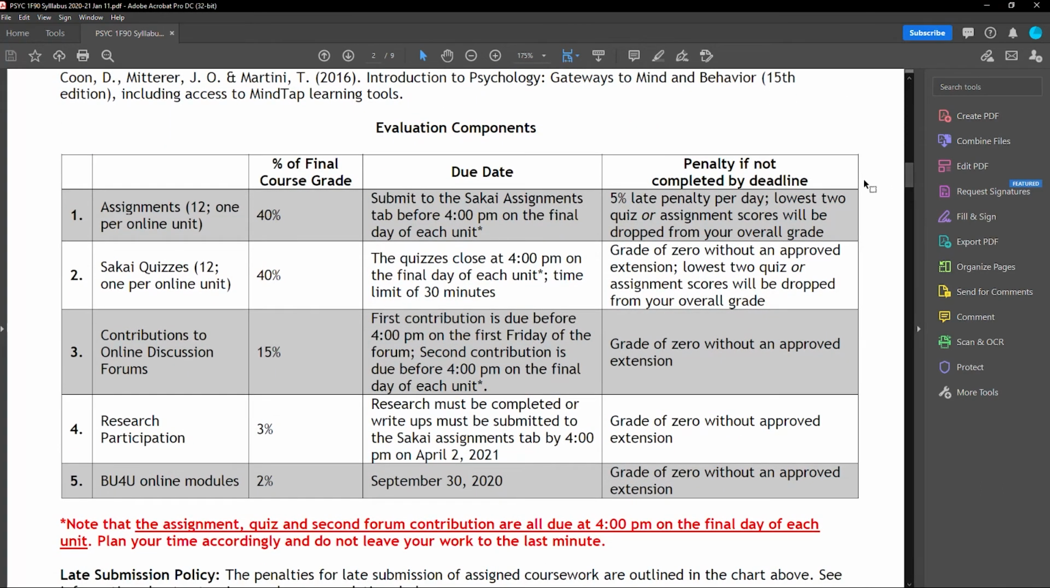The evaluation component section here is one of the most important parts of your syllabus, as it will show you the breakdown of your final grade and how each aspect of the course is weighted. In this case, the assignments are worth 40% in total, quizzes are also worth 40% in total, forum posts are 15% in total, research participation is 3% in total, and the BU4U modules are 2% in total, which makes up 100% altogether. This breakdown is important to keep in mind, as when you get a grade back for an assignment, you can have an idea of how much it will contribute to your final course grade.